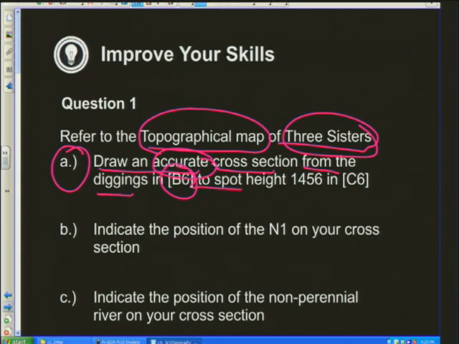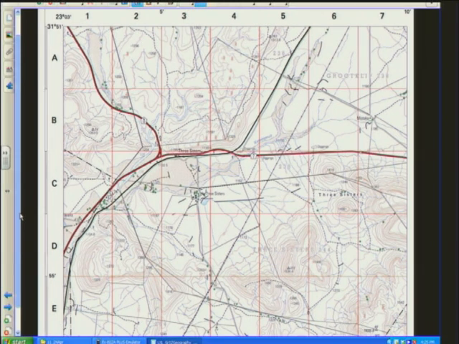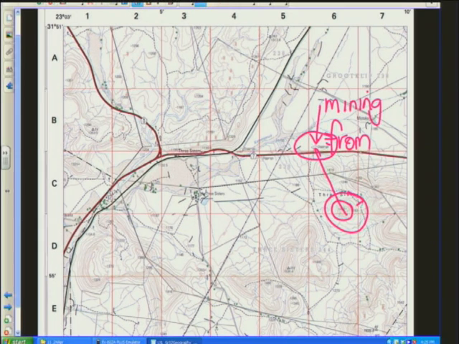The first question we will focus on is to draw an accurate cross-section from the diggings in B6 to the spot height C6. Before we go to the map, I want you to focus on the following. The cross-section will deal with this particular topographical map and the diggings to that area there. Note the distance between the 2 points which we will be constructing. Note the closeness of the contour lines which we must be able to identify. Note the from point in this example is the diggings, which represents, in this case, a mining area. And the other point is at spot height 1456.